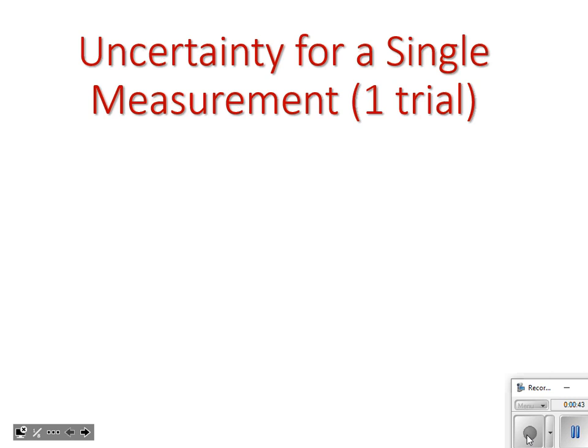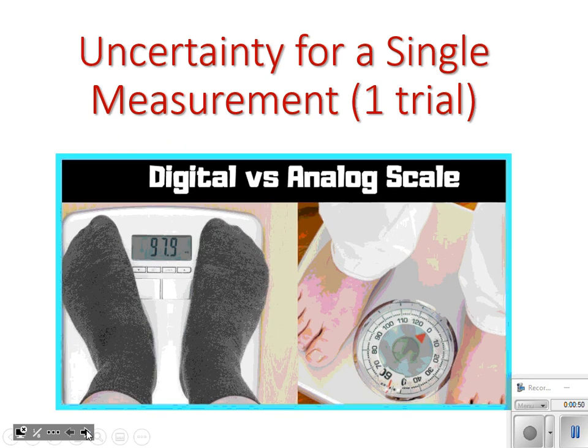Today we're going to talk about uncertainty for a single measurement. Now, as I click on my smartboard, we see that we have two different types of measurements here. The one on the left is a digital measurement. Real nice, real easy. That scale is going to tell you what the reading is. The one on the right, the analog scale, you have to actually make the reading. The scale does not tell it to you. So those are the two different types.